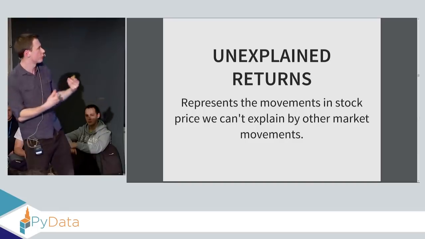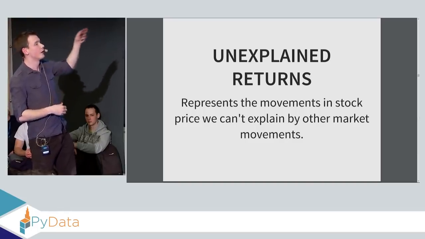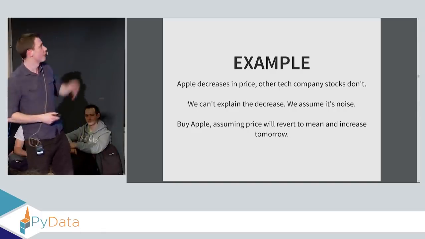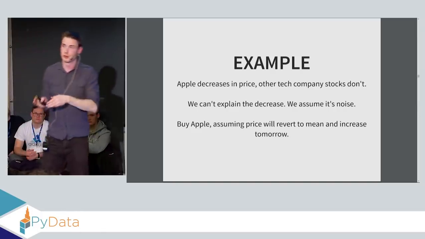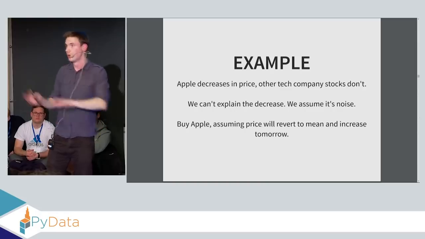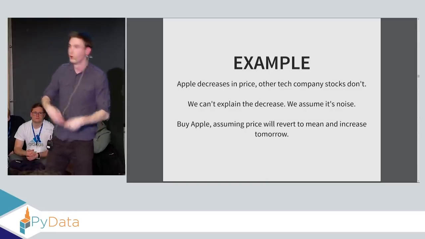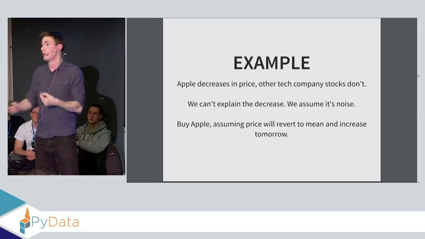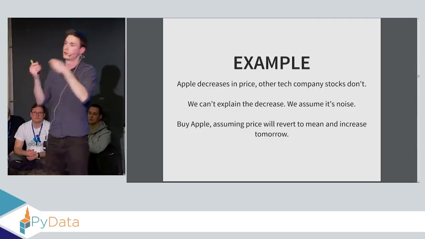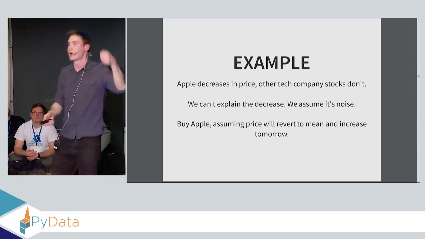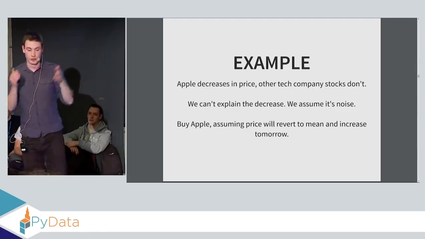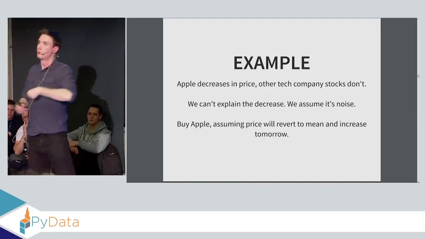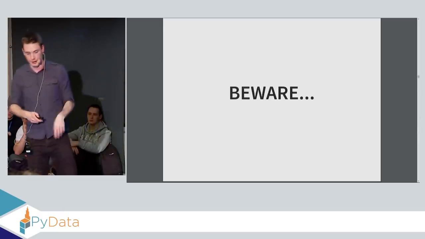Now, the unexplained stock returns represent the movements in the stock price that we can't explain by other market movements. For example, if Apple decreases in price, but other tech companies don't decrease in price, so there's not a general market downturn, we can't explain the decrease in price. We don't think there's a real reason that the price has fundamentally decreased. So we assume that it's noise, and it's going to revert back to the mean, and we'll go back up again. So since only Apple has decreased, but all of its correlated stocks haven't decreased, we assume mean reversion, buy, and then sell the next day.